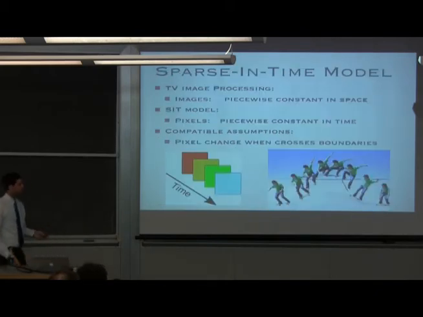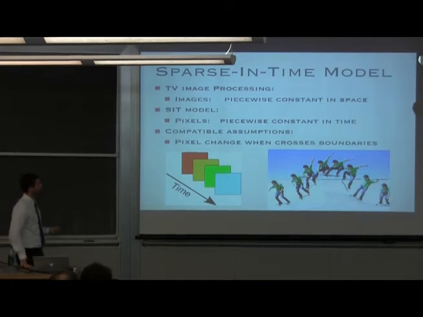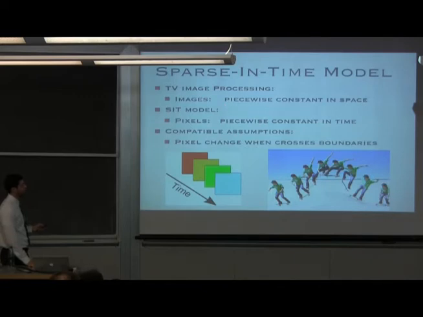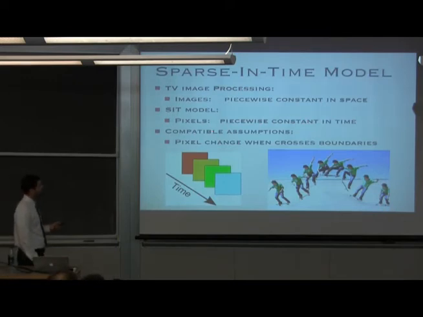So the transform that we're going to apply in the time domain is very simple. We're using what we call a sparse-in-time model. And it's very similar to the total variation priors that we use in image processing. So total variation-based image processing assumes that images are piecewise constant in space. The sparse-in-time model, we're just going to add this assumption that we're also piecewise constant in time. And it seems like this is a pretty obvious generalization of a sparsity transform, but it turns out that mathematically, your time transform has to satisfy certain conditions to be compatible with your space transform.